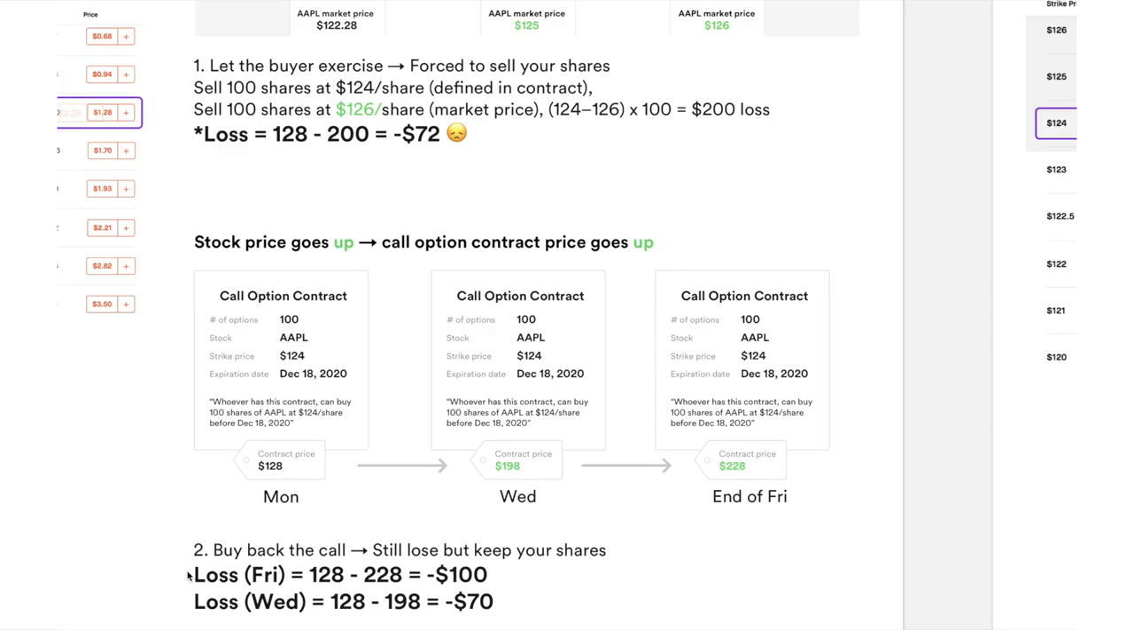So in order to close it, you have to buy back to cancel it out, all right? If you really want to keep the shares, you can buy back the call to close out the position. Let's say you buy back on Friday, you spend $228 to buy the call back. So your total loss will be 128, the money that you collected from selling it on Monday, minus 228, the amount that you spent to buy this back. Your net loss will be $100.